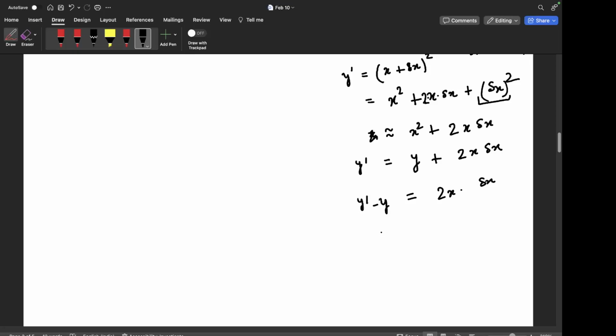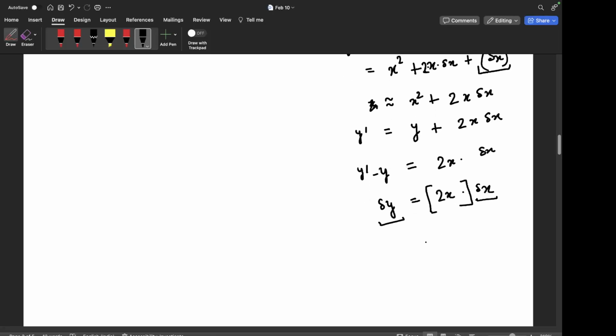The change in y, right? And we write the change in y as delta y. So delta y is 2x times delta x. And here is that relation which I was mentioning, that a small change in x is related to a small change in y by some quantity.